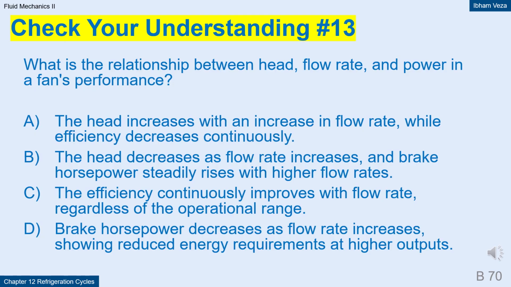Option C. Efficiency does not continuously improve with flow rate. It peaks at an operational sweet spot and declines beyond that range. Option D. Brake horsepower increases with flow rate, as higher flow rates demand more energy input, making this option incorrect.